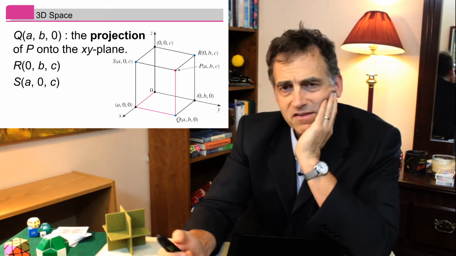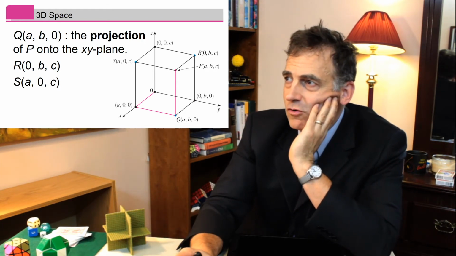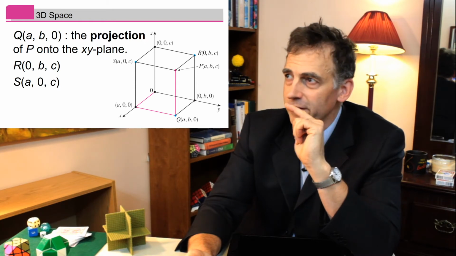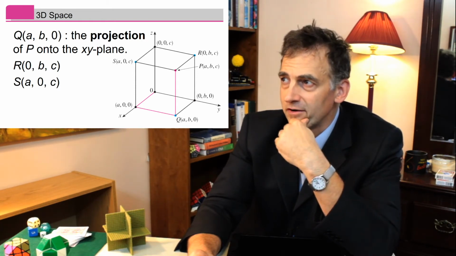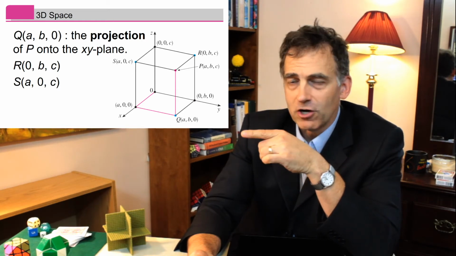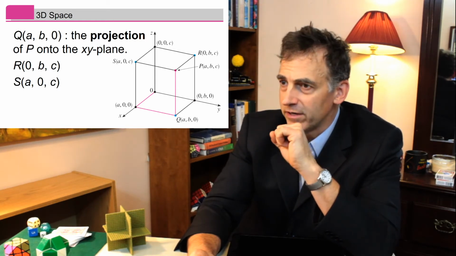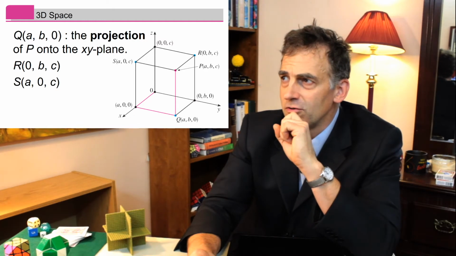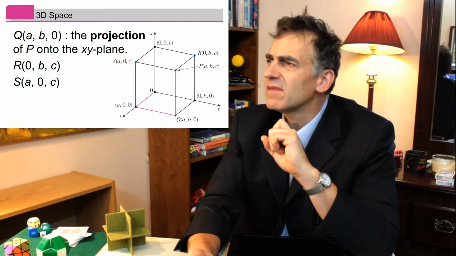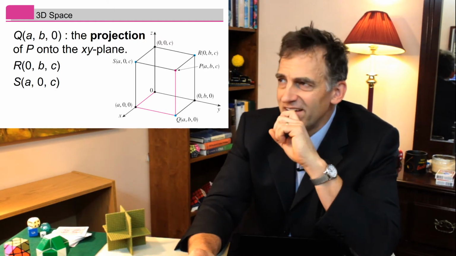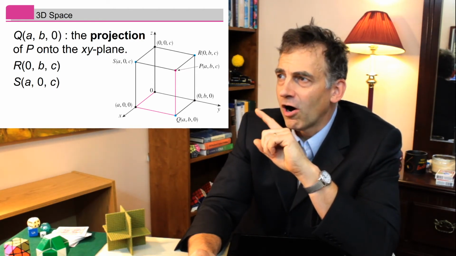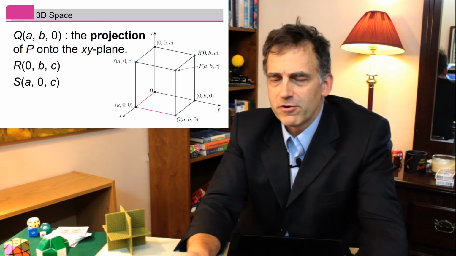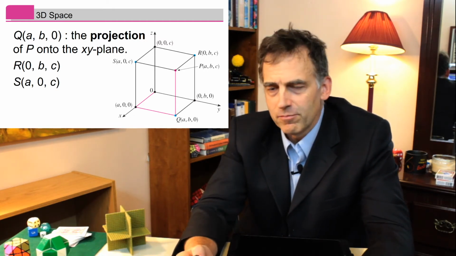And so in this diagram, we have point Q is the projection of point P. So point P is that point up there, floating around in midair. Anyway, the projection onto the XY plane is point Q. The projection onto the YZ plane is R, and S is the projection onto the XZ plane.